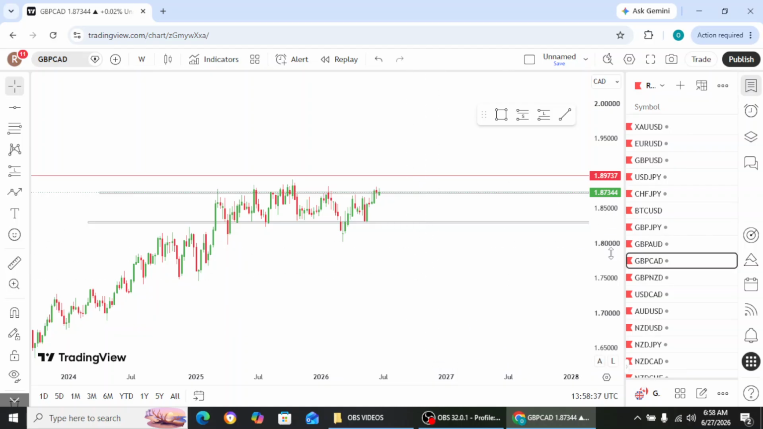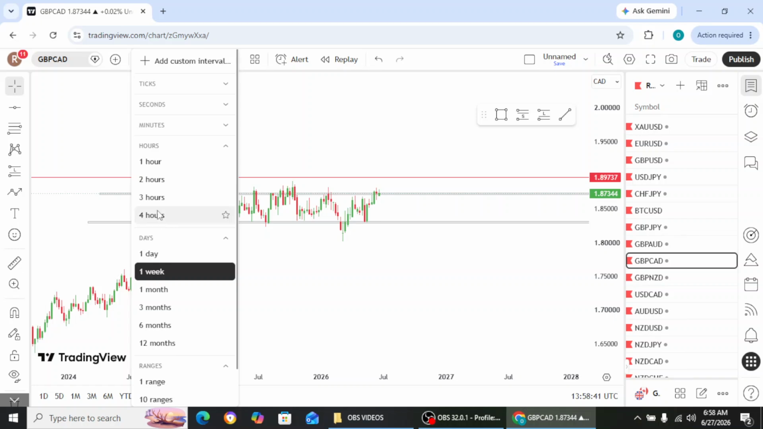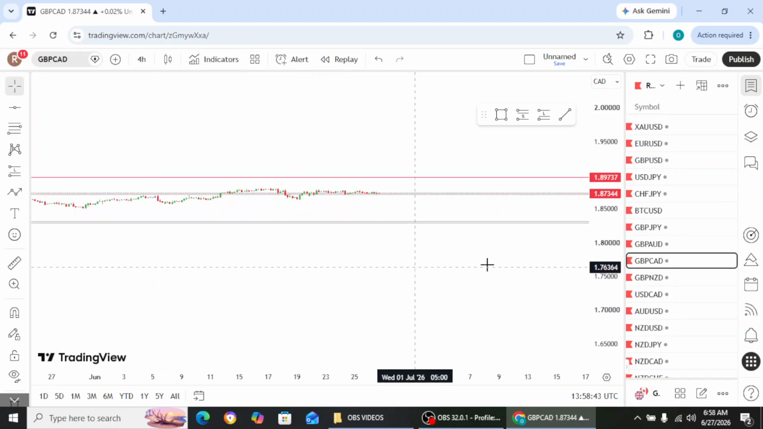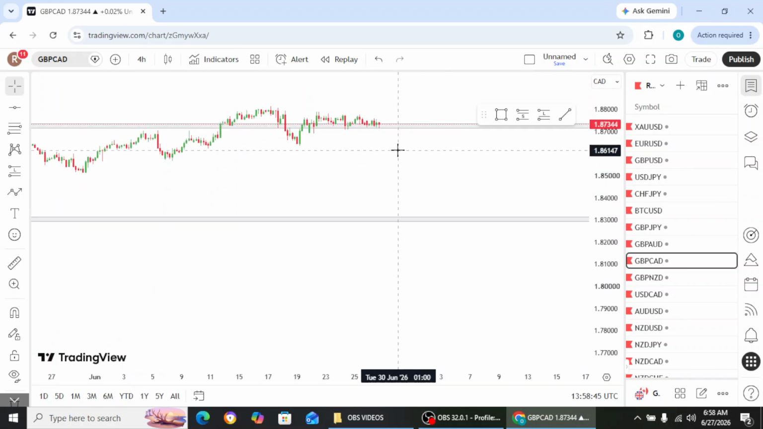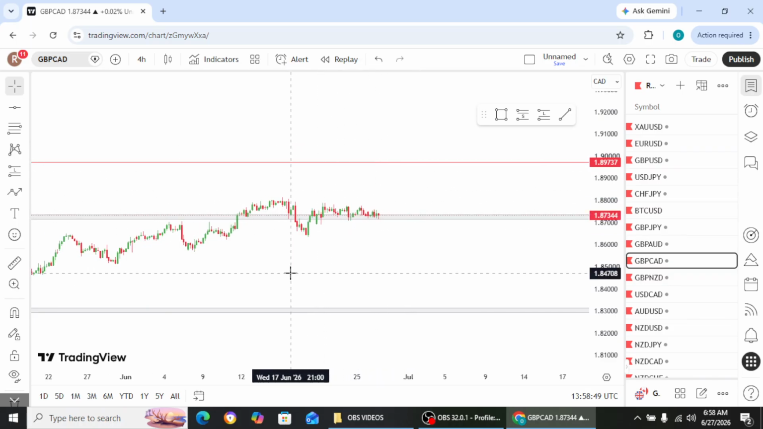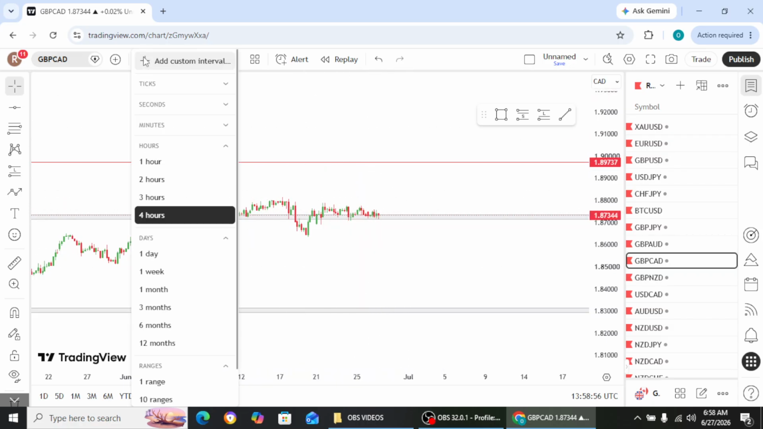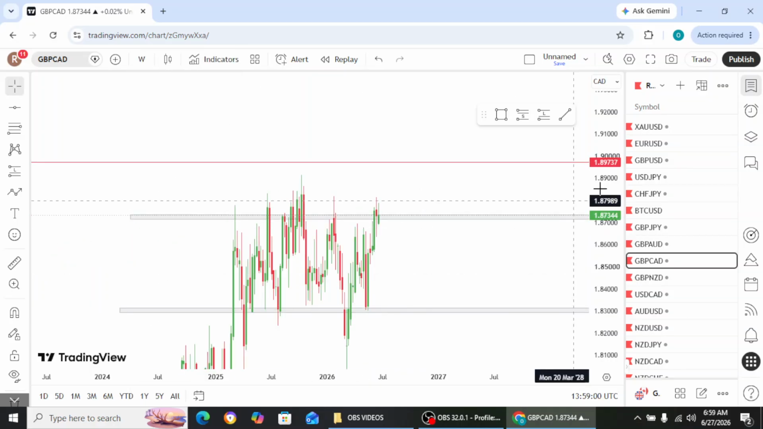But like I said, if you are an intraday trader or a scalper, yes, you can trade in between. Let's go to 4 hours. You can trade in between these levels, but I don't really trade that way. I wait for the market to break from that structure. You can actually trade in between, okay? But that is not what we are doing now. We are just looking at the outlook.